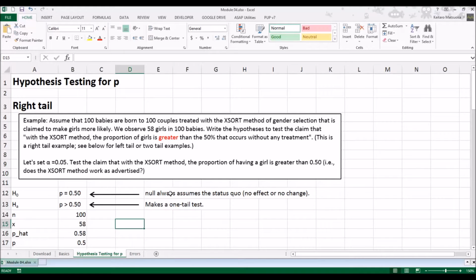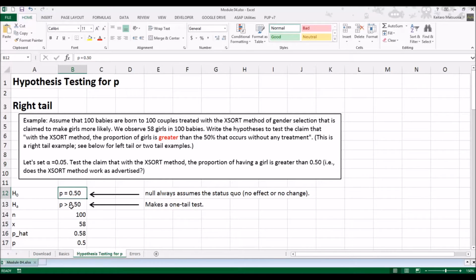First, you set up the null hypothesis and alternative hypothesis. Null is typically equal to a number, so in this case 50% or 0.50. So the proportion should be 50% girls, 50% boys. So that's the status quo. And the alternative is the proportion is greater than 0.50. We know this is a greater than because it says so in the problem, highlighted in red.